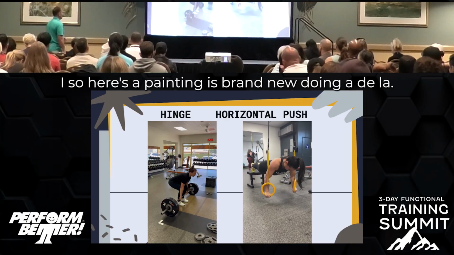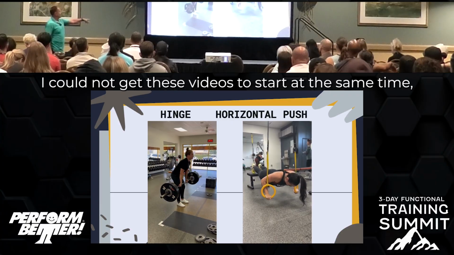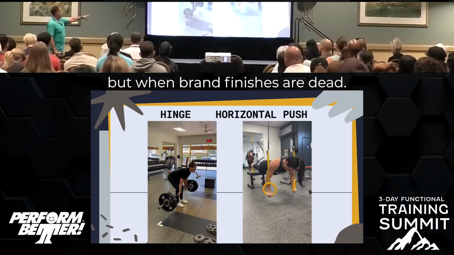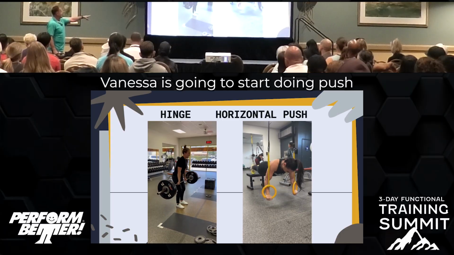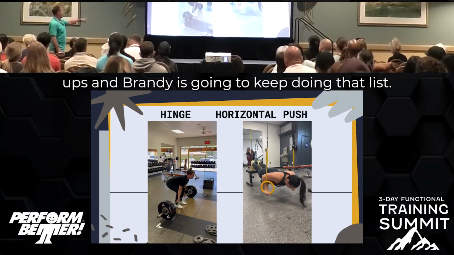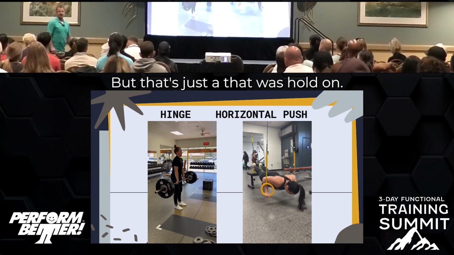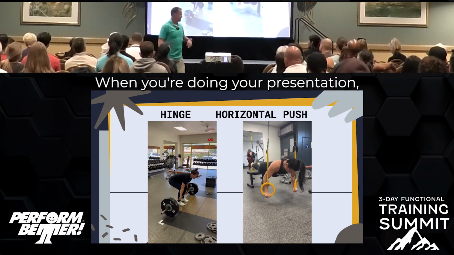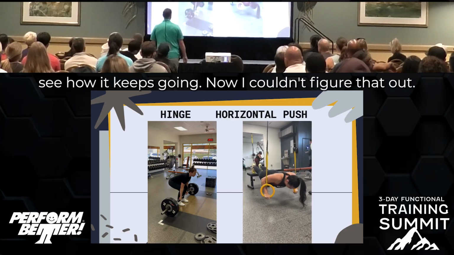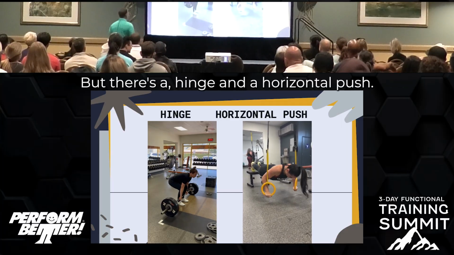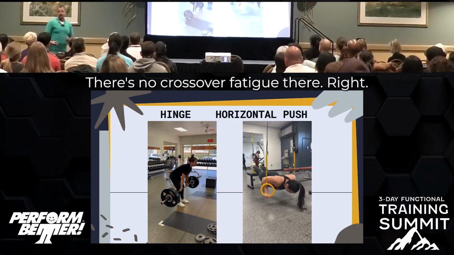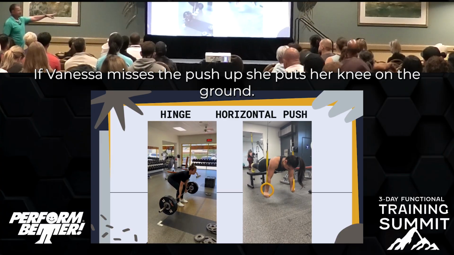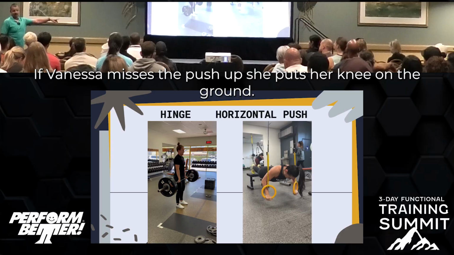So here's a pairing, Brandy doing a deadlift. You know what's really annoying? I could not get these videos to start at the same time. But when Brandy finishes her deadlifts here, Vanessa's going to start doing push-ups and Brandy's going to keep doing deadlifts. But that was a side conversation. When you're doing your presentation, see how it keeps going now? I couldn't figure that out. But there's a hinge and a horizontal push. There's no crossover fatigue there. If Vanessa misses the push-up, she pushes her knee on the ground.